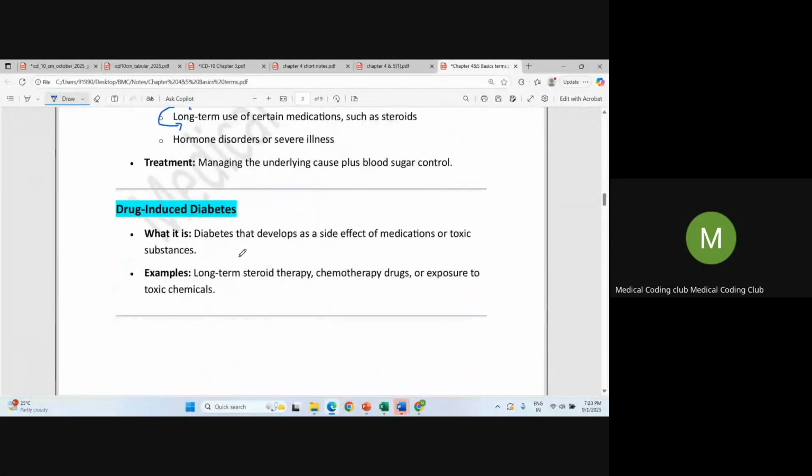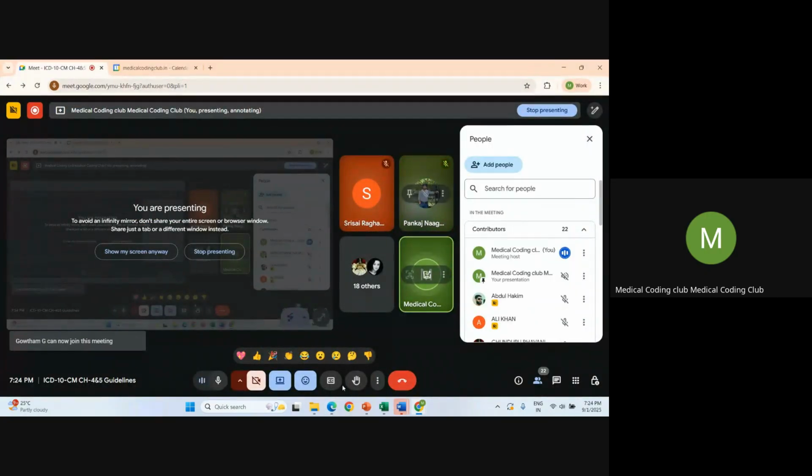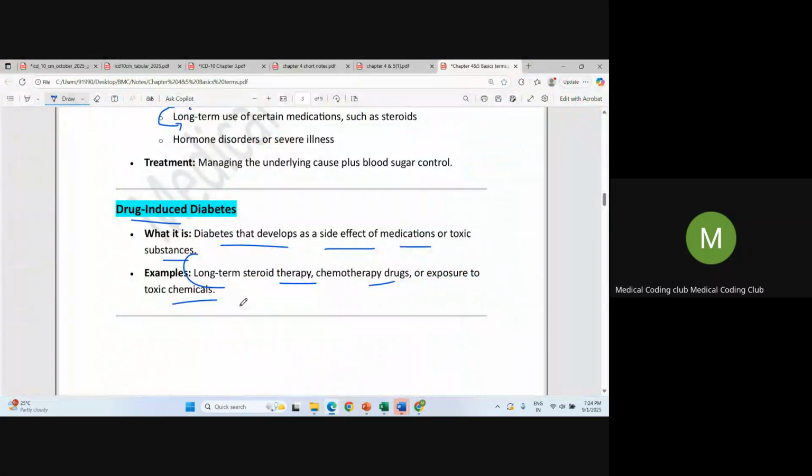So next, here I already explained drug-induced diabetes. That means diabetes that develops as a side effect of medication or toxic substances. Examples are long-term steroid therapy, chemotherapy drugs, or exposure to toxic chemicals. So after that, if the patient is diagnosed as a diabetic patient, then they will find out the root cause as a drug. Then we will call it drug-induced diabetes.